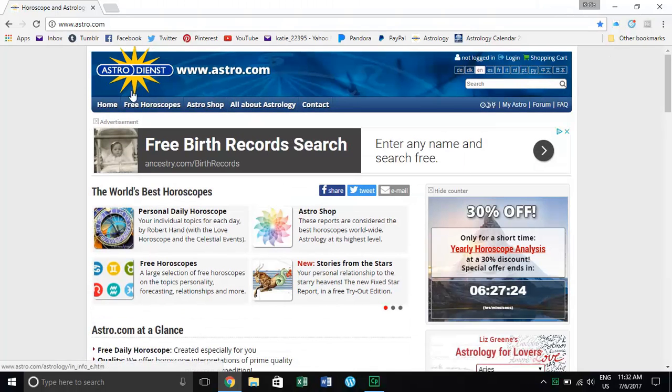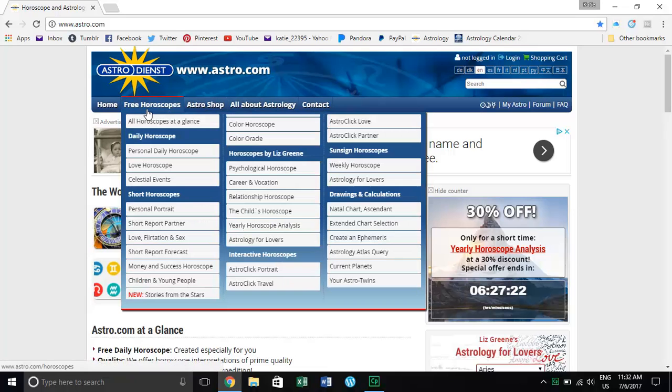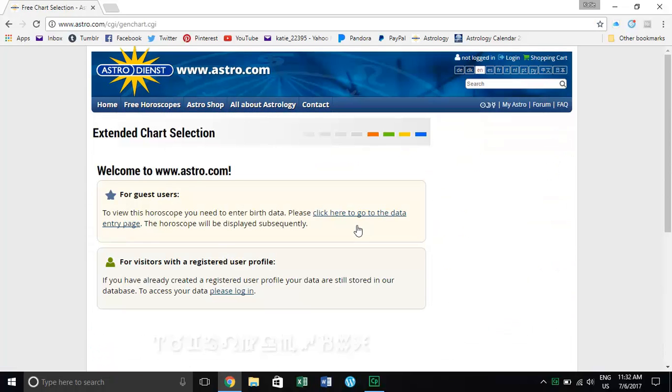Now on the menu bar here, hover over free horoscopes, then go down to drawings and calculations and then select extended chart selection. It's going to bring you to the screen here, giving you the option to either continue as a guest or create your own profile. I highly recommend creating your own profile.